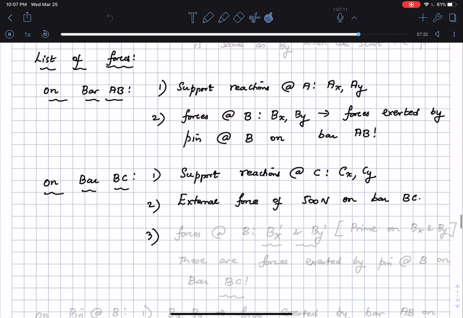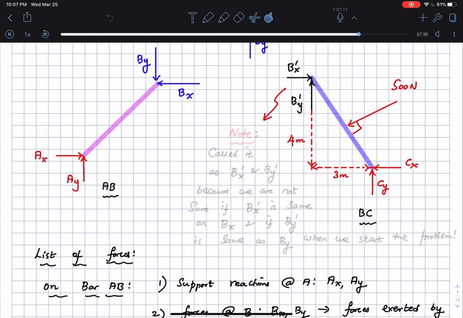Okay, so I just want to make a quick note here. Note, I called it BX prime and BY prime because we are not sure if BX prime is the same as BX and if BY prime is the same as BY when we start the problem.